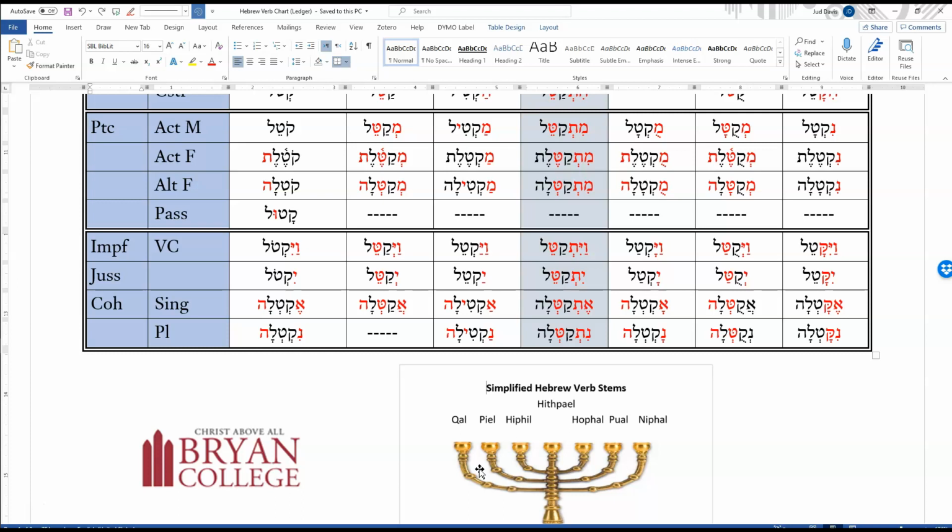I schlock paint everywhere. Paint was schlocked everywhere. I caused someone to paint. I was caused to paint. And then the hithpael is the reflexive. I paint myself.